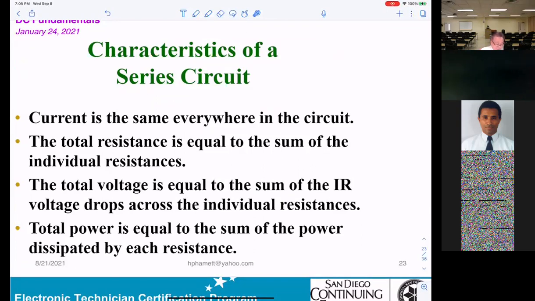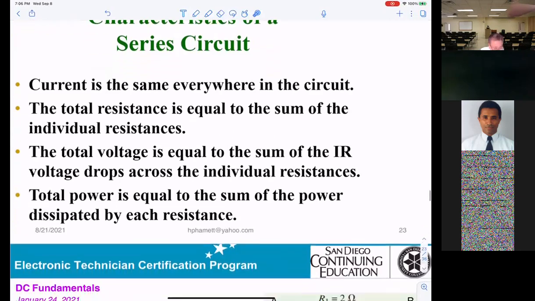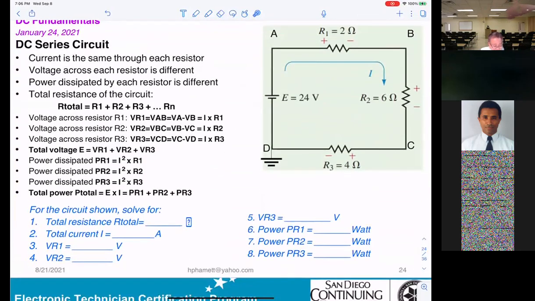Now, last one for today: characteristics of a series circuit. Current is the same everywhere in the circuit. Total resistance equals the sum of the individual resistances. The total voltage equals the sum of I times R, the voltage drops across the individual resistances. Total power is equal to the sum of the power dissipated by each resistance. But that is the general.